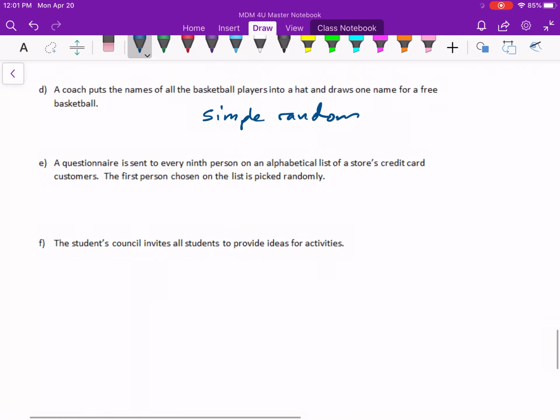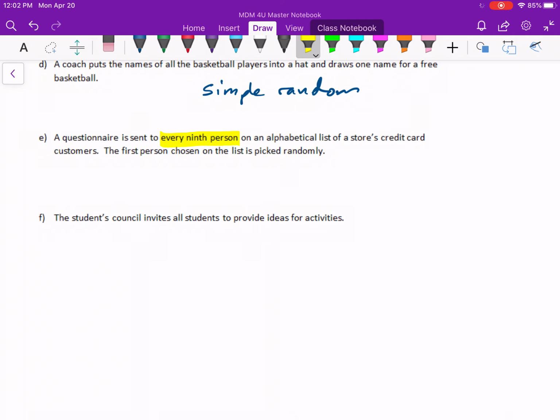A questionnaire is sent to every 9th person on an alphabetical list of a store's credit card customers. The first person chosen on the list is picked randomly. As soon as we see that idea of every 9th person, every 10th person, every 3rd person, anything like that, that suggests systematic.